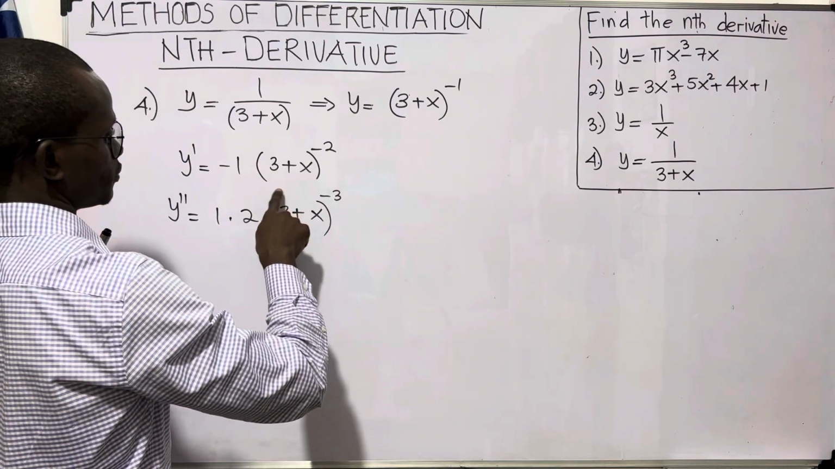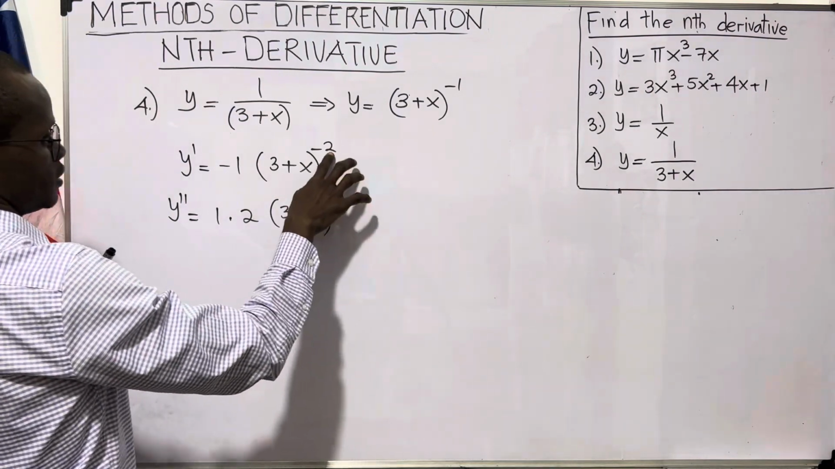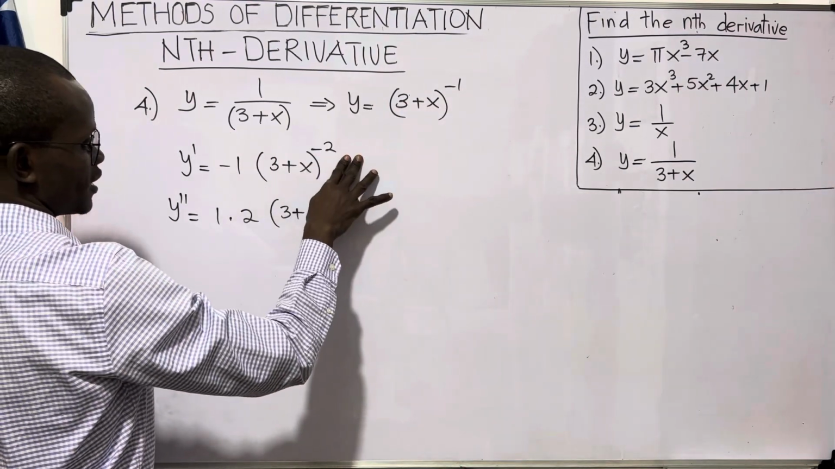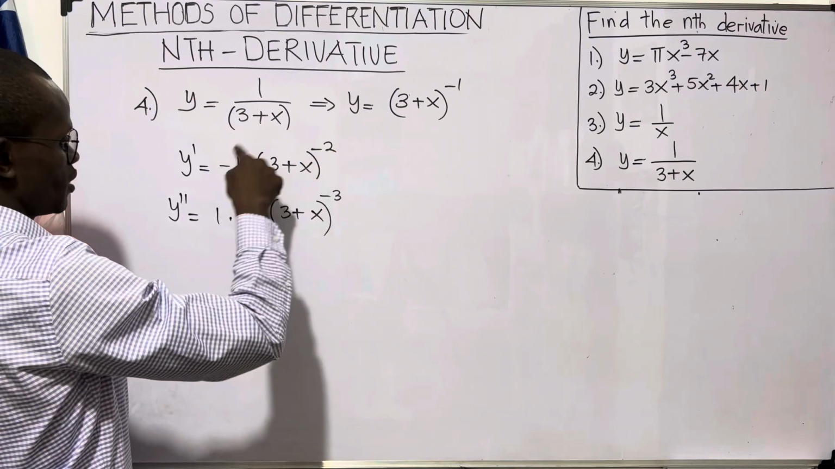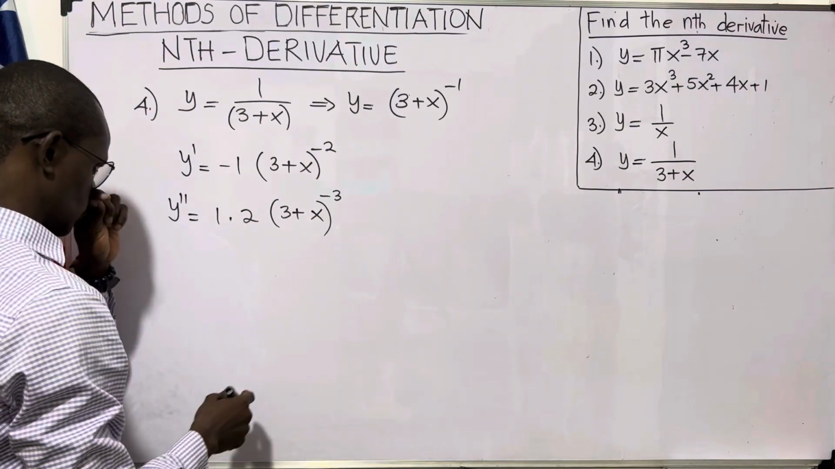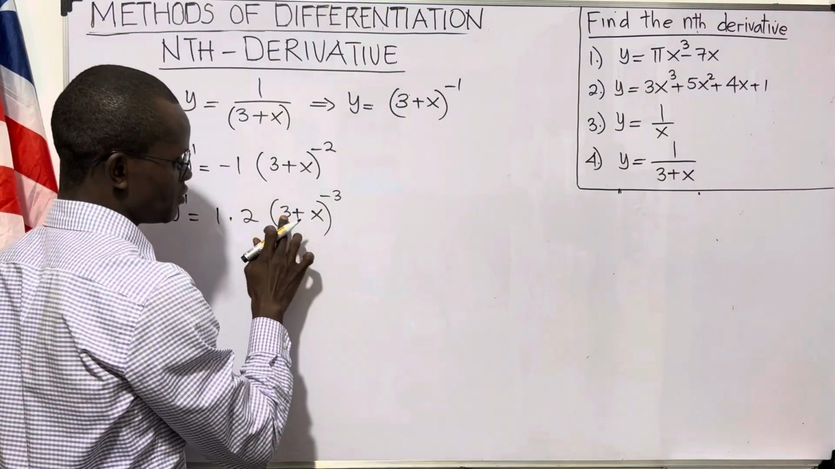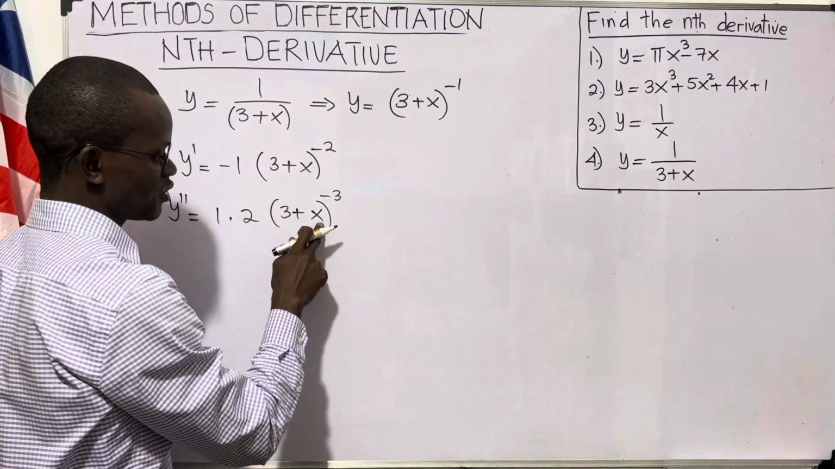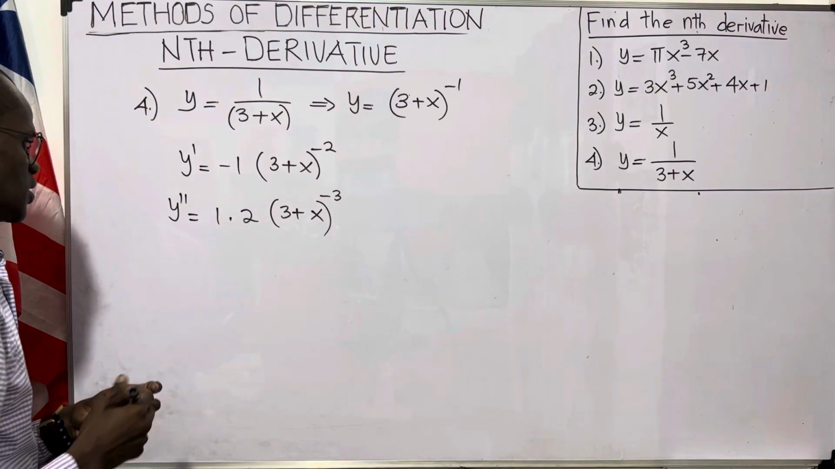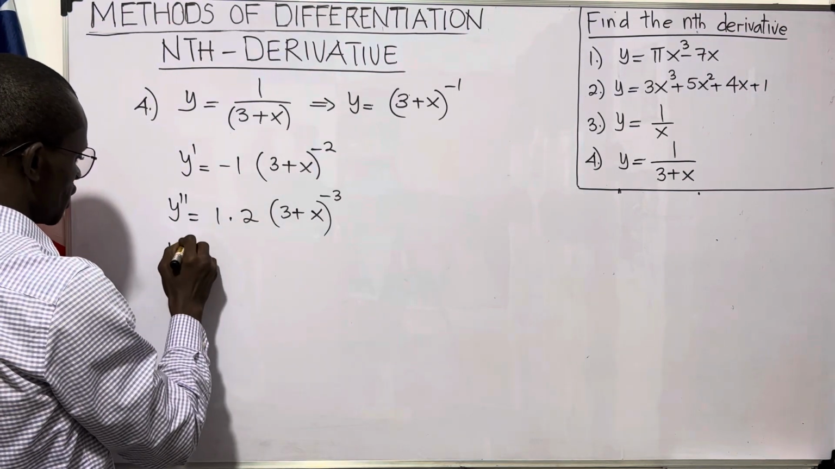So the first time was this, and then we got this. Now we want to differentiate this. So we brought this power down, we got this, right? Okay, let's continue. If you differentiate in here, the derivative of 3 is 0, the derivative of x is 1. So it's not really important. Let's find the third derivative.